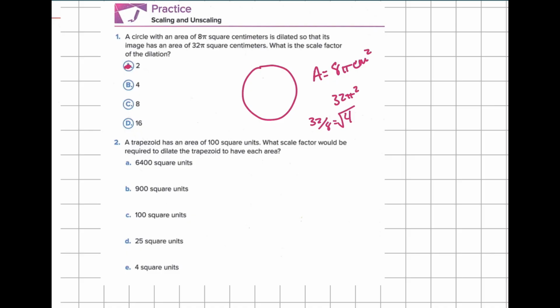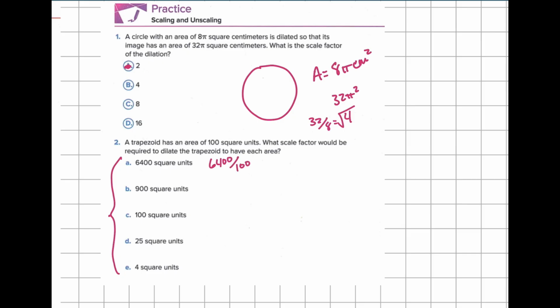Okay, on number 2, we're doing the same exact thing, but we're getting an answer for each of these. So I'll do one of them with you. We're going to take this, because it says a trapezoid has an area of 100 square units. What scale factor would be required to dilate the trapezoid to have each area? So we have 6,400. The original was 100. So we're going to divide by 100.